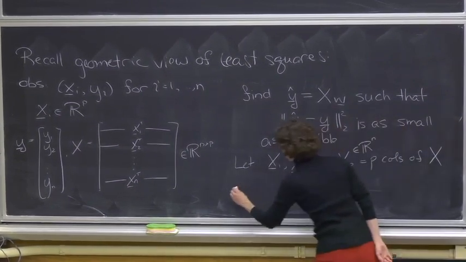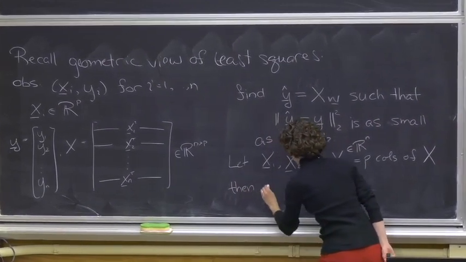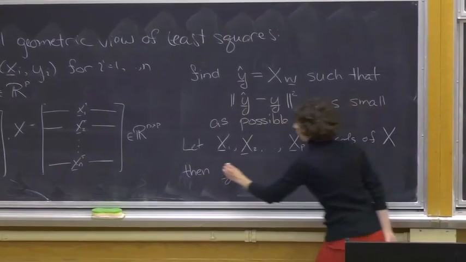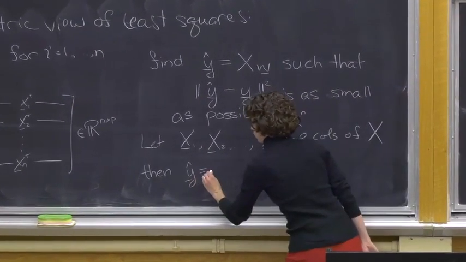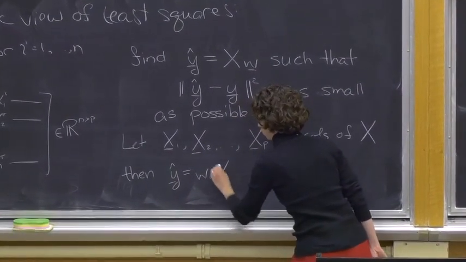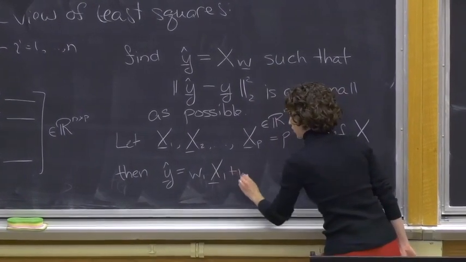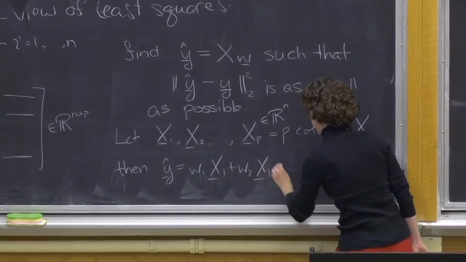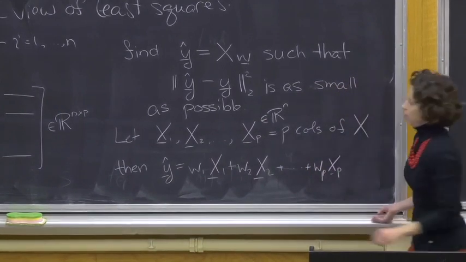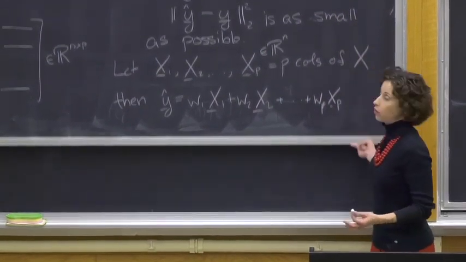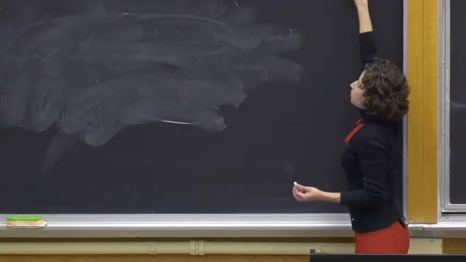And the idea is that y hat, this new vector of predicted labels that we're trying to come up with, can be written as a weighted sum of those columns. So w1 x1 plus w2 x2 all the way to wp xp. Okay, so this is the basic least squares framework that we've been thinking about.